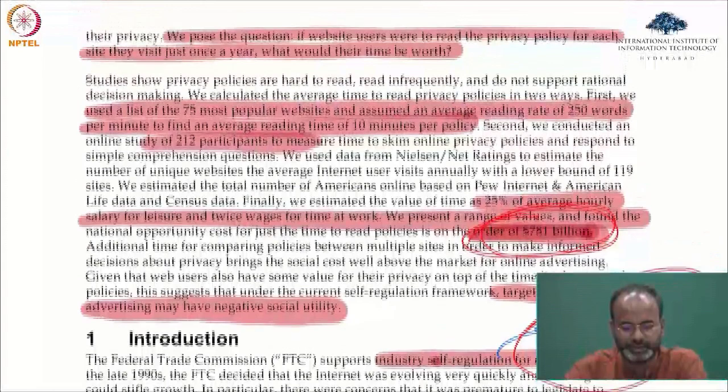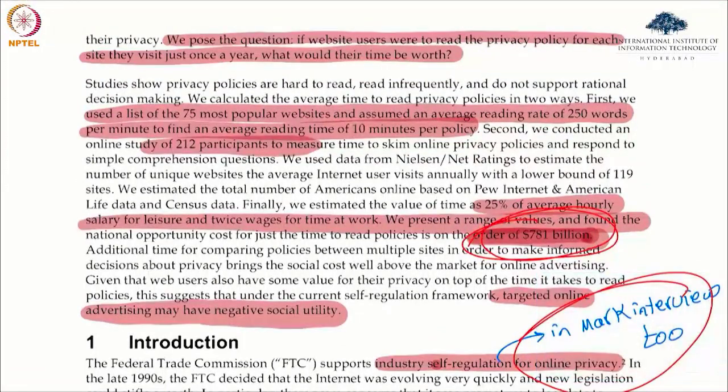Right, so this one, we posed the question. The question that they had in mind was, if website users were to read the privacy policy for each site they visit just once a year, what would their time be worth? Right, so that's what the question was.